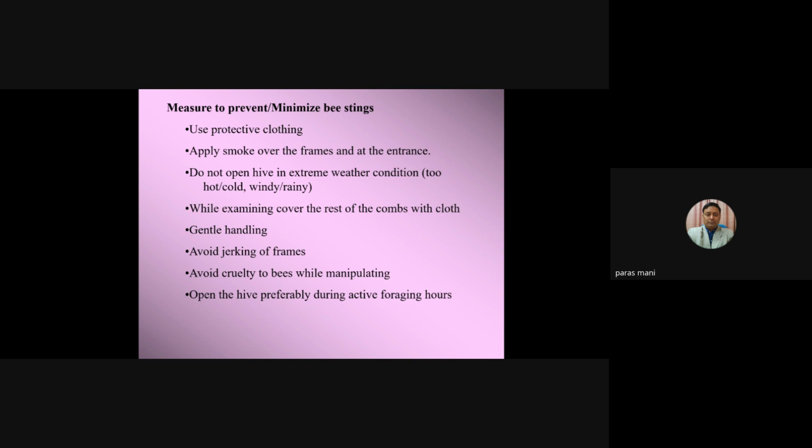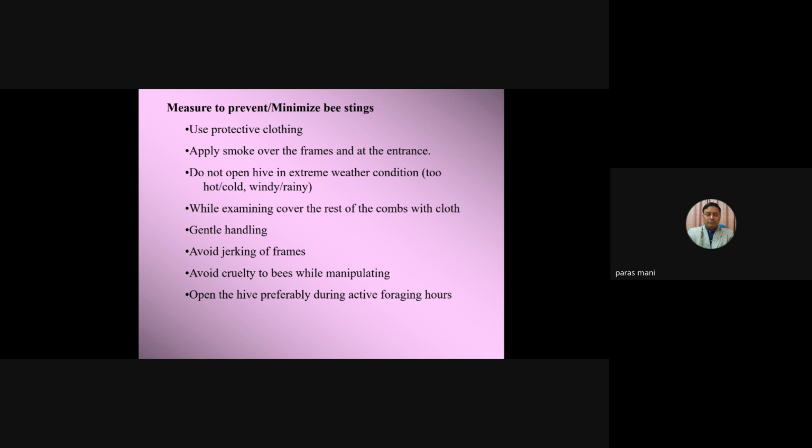And again, you should not open the hive standing in the entrance, because when the bee comes to the gate, it always flies straight out of the entrance, and only later it moves to a different direction. So you should not stand in front of the entrance while handling the hive. You should always stand at one side, or else behind the entrance of the hive. While examining, cover the rest of the combs with cloth.